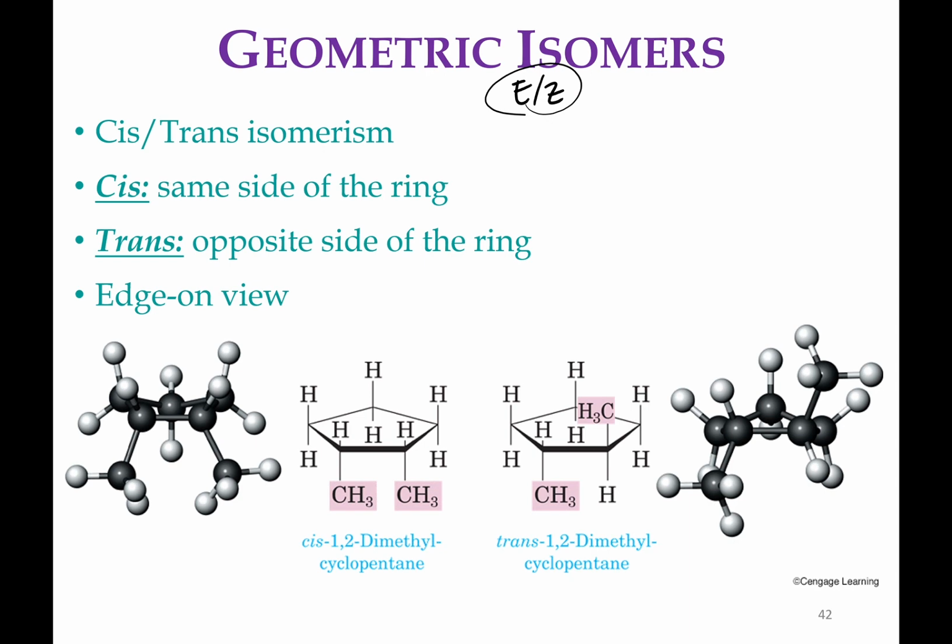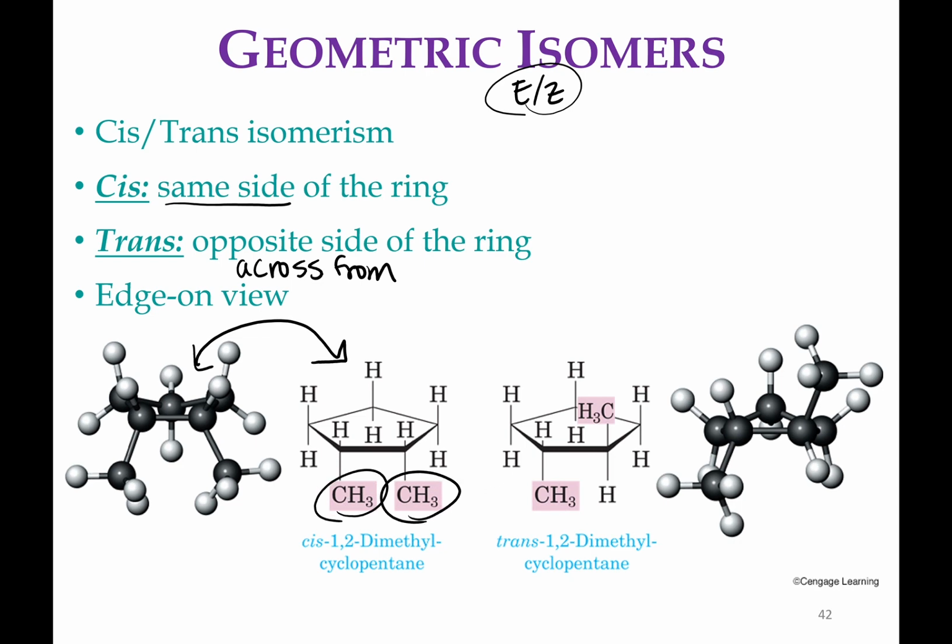But cis comes from the Latin, which means on the same side. And trans also comes from Latin, which means across from. So when we look at something that is cis, it's going to be on the same side. So these are actually the same molecules here and here. These are both the same. We just have a ball and stick model and then what's called an edge view model. Here it's tipped on its side. That's why it's darker in the front. And you can see that both of these methyl groups are on the same side.